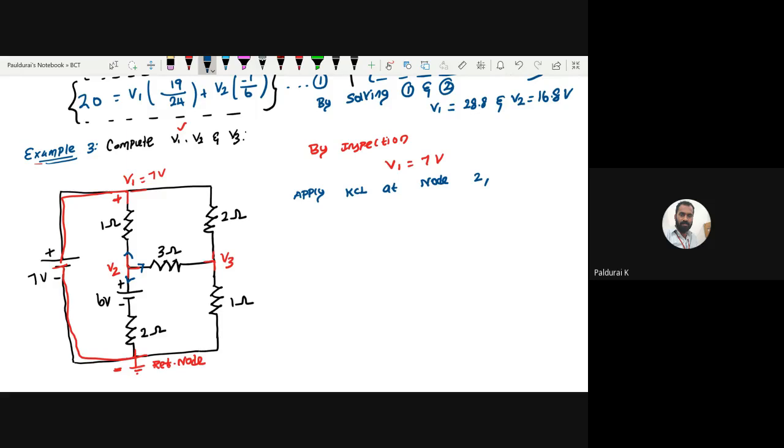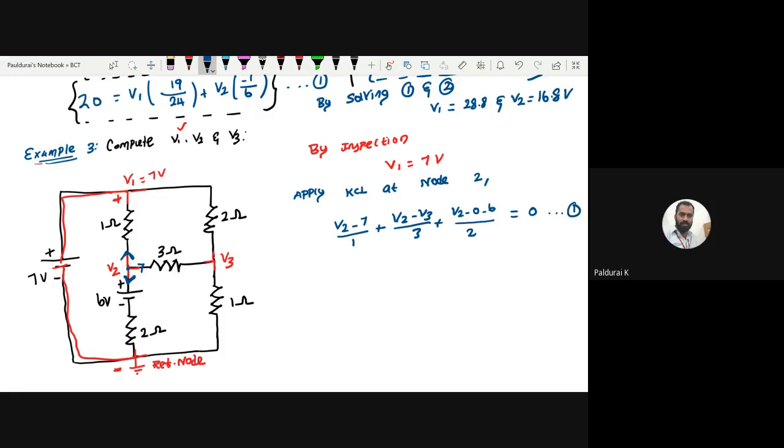So anyone, can you help me? So 3 currents, there is no entering current, equals 0. Tell me the first current. V2 minus V1 by 1, I mean V2 minus 7 by 1. Yeah, very good. Plus the next current: V2 minus V3 by 3. Another current: V2 minus 0 minus 6 by 2. That's it. Equation number 1.